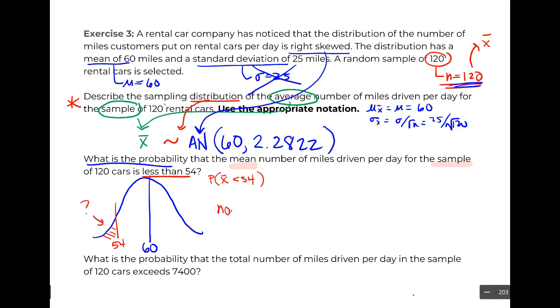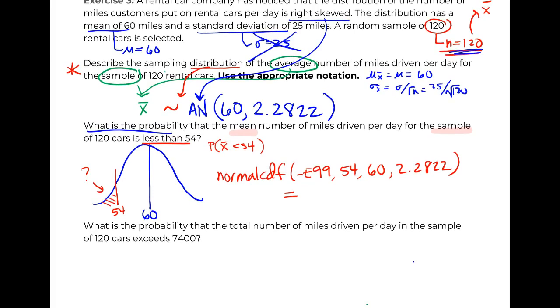And this is just a straightforward normal CDF question. Negative E99, 54, 60, 2.2822. Not getting distracted by that other standard deviation because I crossed it out and I know that part A was there to help me. So I'm going to go type this in my calculator. I suggest you pause, try the next question on your own. It's tricky. See if you can figure out the trick to it, and then come back and watch the rest.